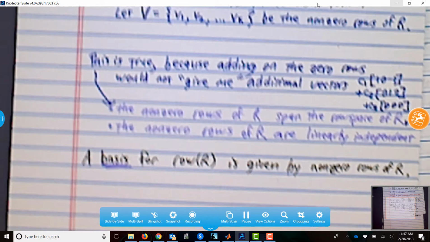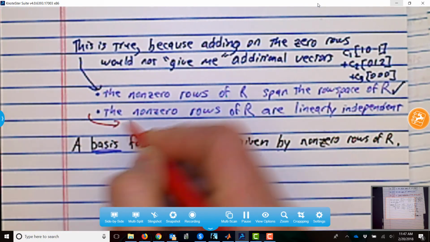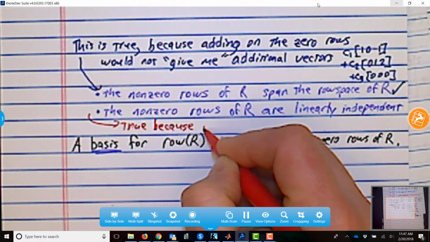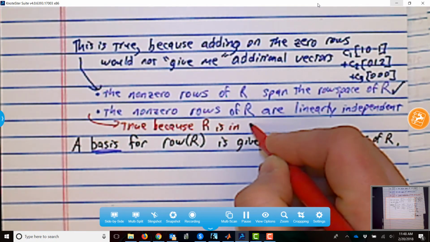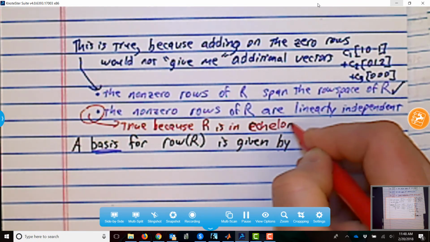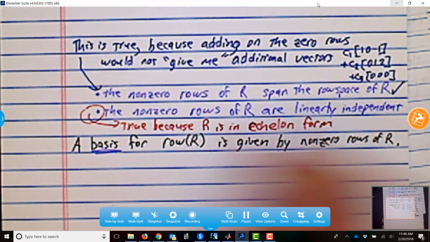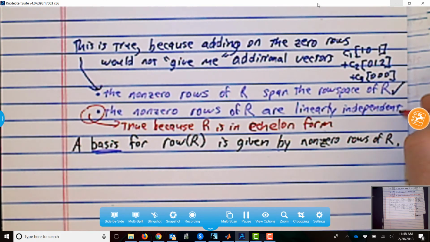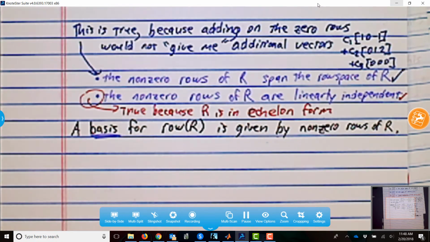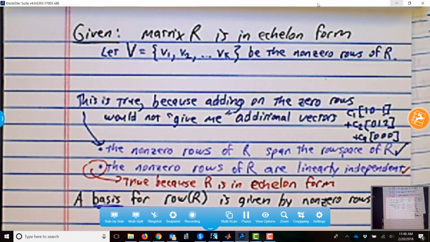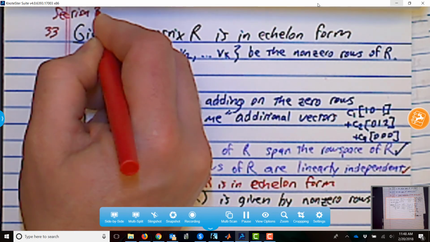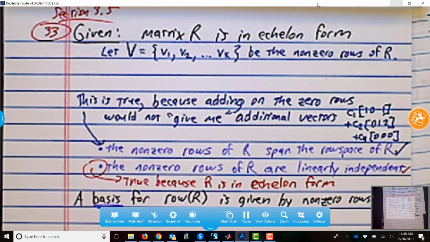So I would say the reason that this is true is because R is in echelon form. So I did both. The red is my reason for the second fact being true, and then up above, the dark blue is my reason for the first fact being true. So I claim that gives you a proof that takes care of this problem, what was it, 33? In section 3.5. Hopefully that helps.